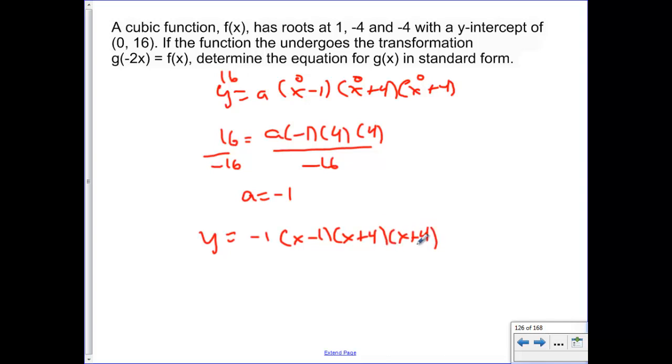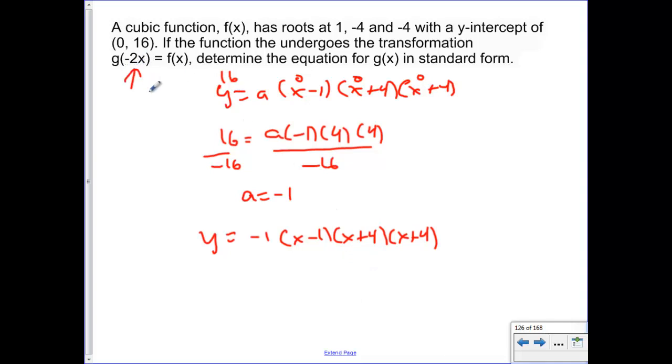Where did I lose you? So the x minus 1, x plus 4, x plus 4, does that make sense? Then if I know the point (0, 16) is on the graph, I plugged in 0 for x and 16 for y, and you multiply. But why negative 16? 4 times 4 is 16, but the negative 1 is there, so I just divided by negative 16, because that's what all that is.